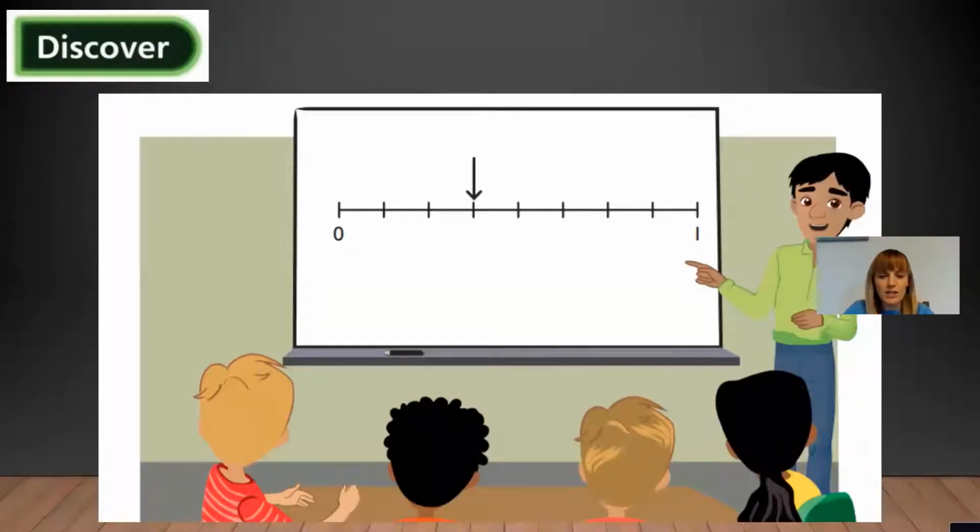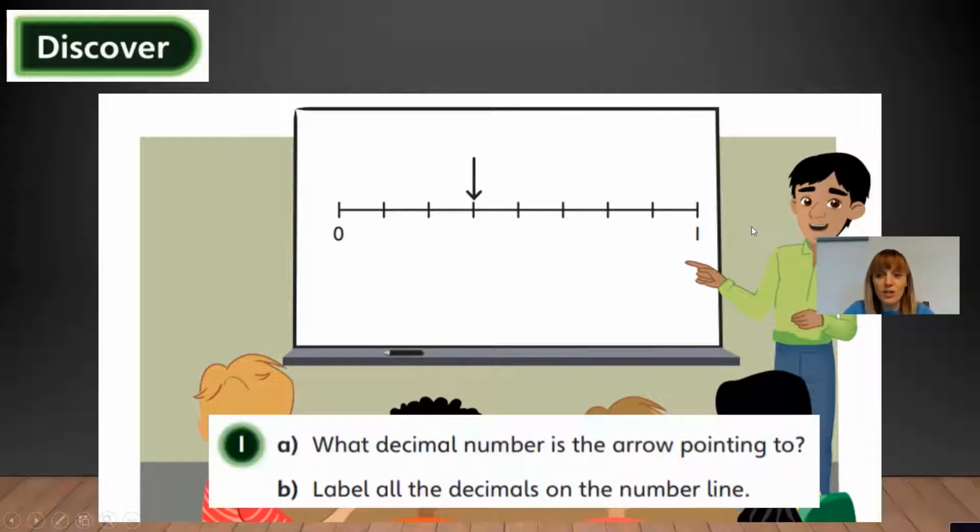Now, we've got a teacher here showing a number line from 0 to 1. Now, whenever I see a number line with intervals like this, my first thing I do is count how many gaps there are and how many lines on that chart. Now, we need to know what decimal number the arrow is pointing to, and then it says label all the decimals onto the number line.